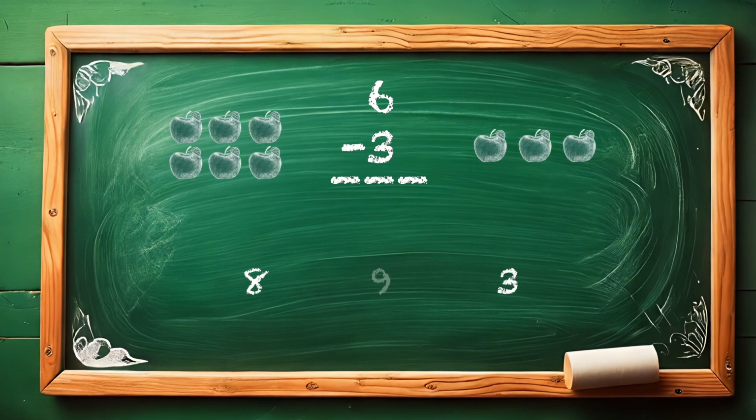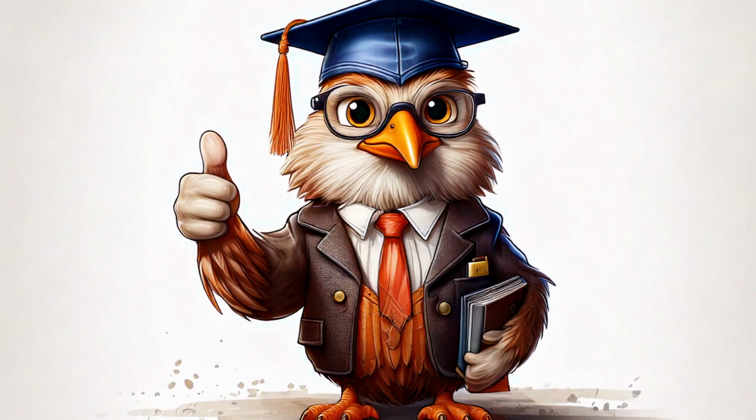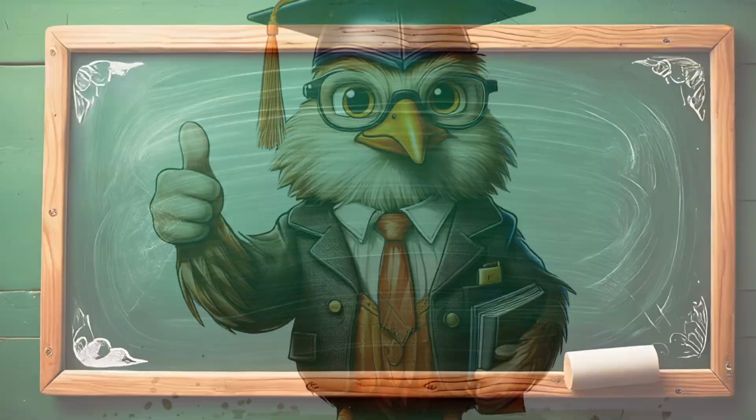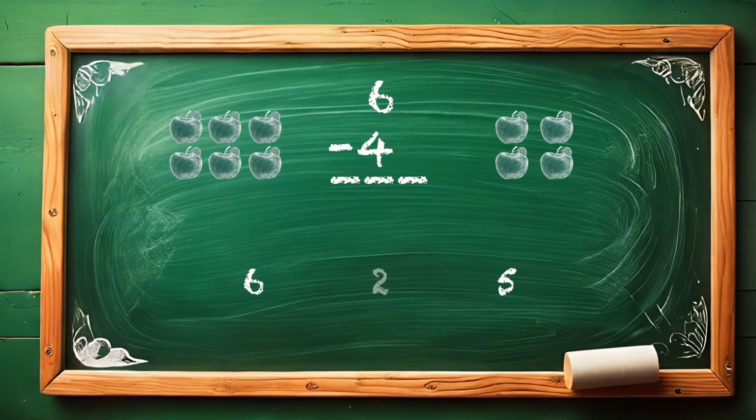If you have 6 apples and you take away 3, do you have 8 apples, 9 apples, or 3 apples left? 6 minus 3 equals 3. If you have 6 apples and you take away 4, do you have 6 apples, 2 apples, or 5 apples left? 6 minus 4 equals 2.